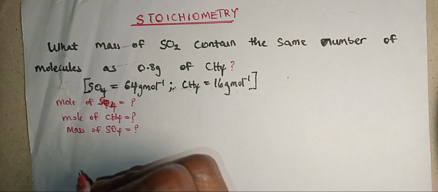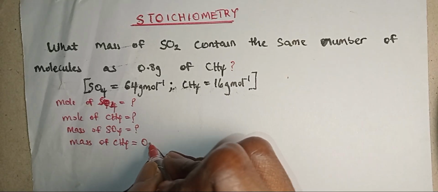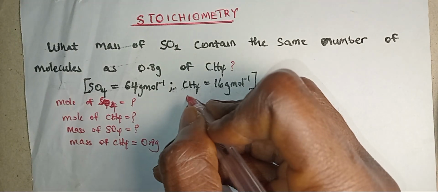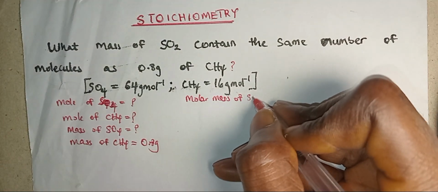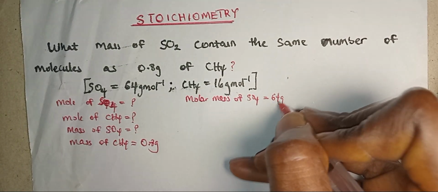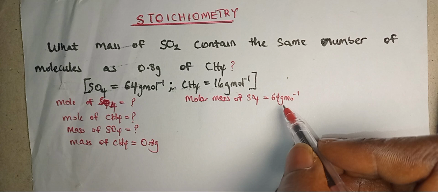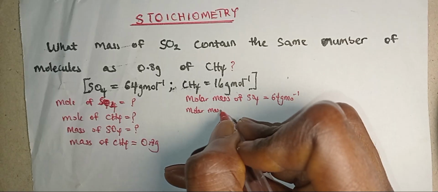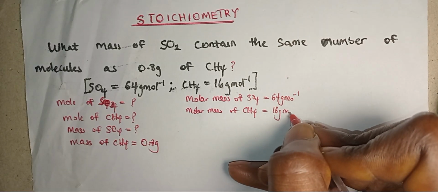And we are given the mass of CH4, which is 0.8 gram. We are given that. We are also given the molar mass. The molar mass of SO2 is equal to 64 gram per mole. Gram per mole is the unit for calculating molar mass. It's just like gram divided by the mole. You are also given the molar mass of CH4, which is 16 gram per mole.